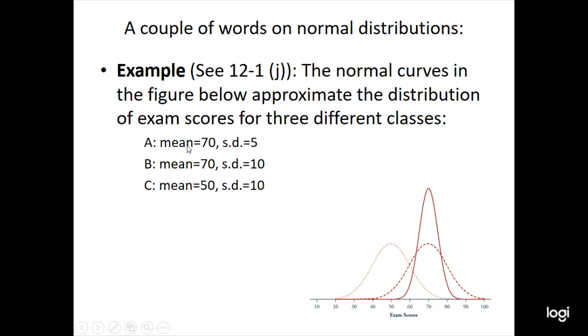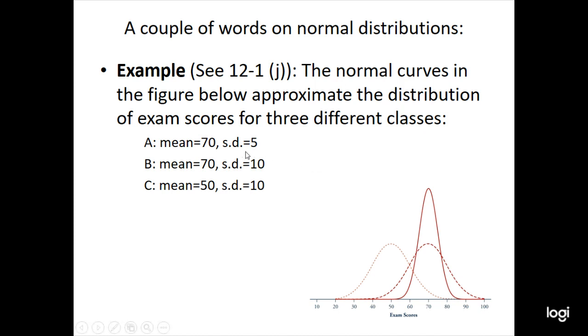Okay, one class has a mean of 70 with a standard deviation of 5. One has a mean of 70 with a standard deviation of 10. One has a mean of 50 with a standard deviation of 10. Okay, so these are our 3 curves, and your job is just to do the matching. So take a minute, pause the video, and do that if you haven't already.